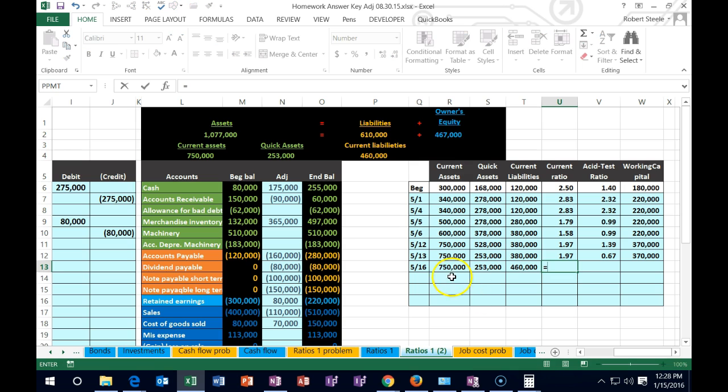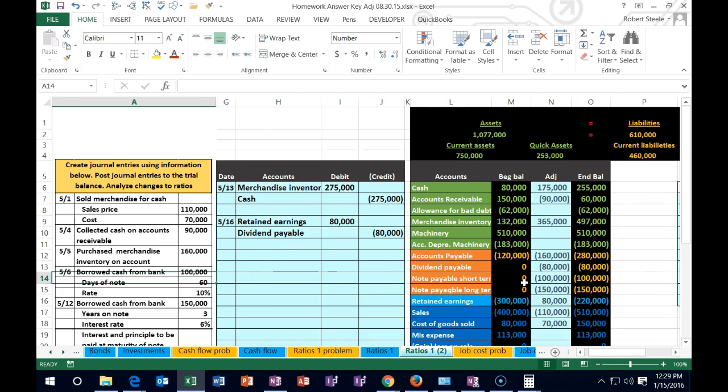We're going to say this equals the 750,000 divided by the current liabilities of the 460, which have gone up. That brings our ratio down. So we're going to say the quick ratio then will be the 253 over the current liabilities, which have gone up. Quick asset test ratio gone down. And then our working capital is going to be the 750 minus the current liabilities, and that has gone down as well. All right, let's take a look at the next transaction.